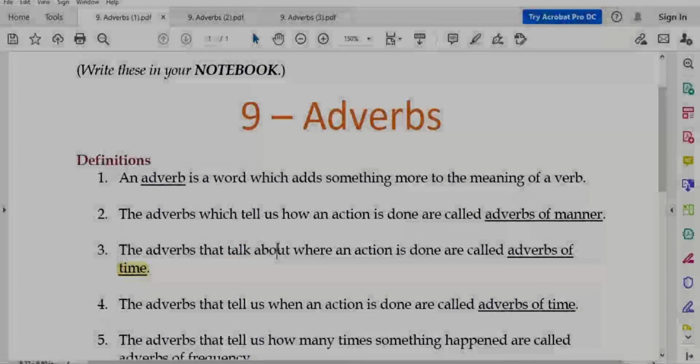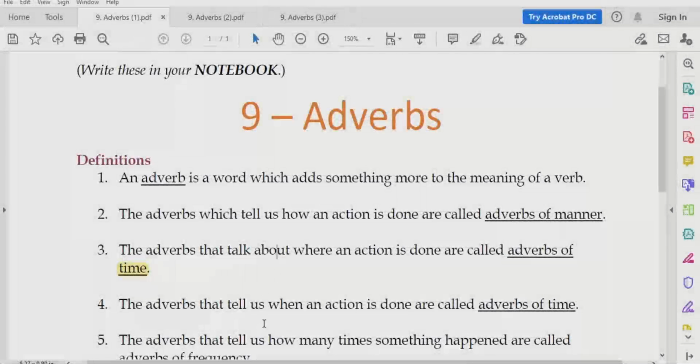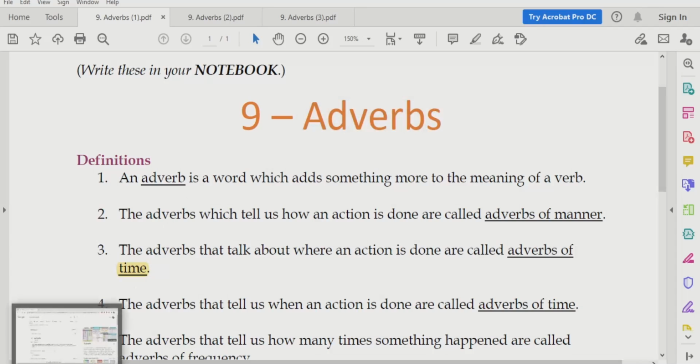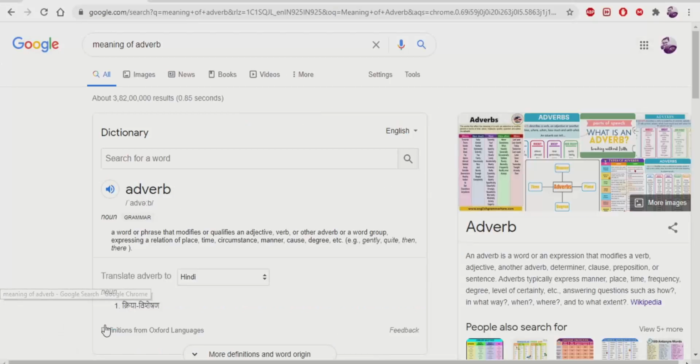Hello students, we now begin with the ninth chapter, that is adverbs. First of all, you need to know what is the meaning of adverb. But I won't start with the PDF, I will open Google and show you what it answers. I have typed over here meaning of adverb.